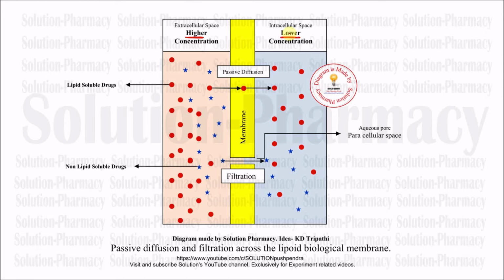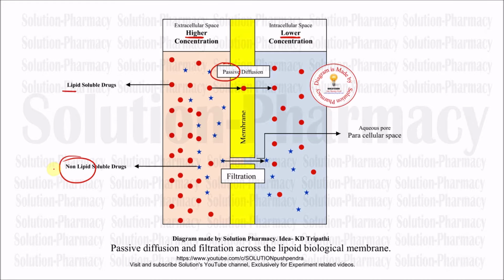And a diffusion which does not require any kind of energy from an external source is simply termed passive diffusion. So in this case, I am going to explain the process of passive diffusion, which does not require any kind of energy. But passive diffusion is not as easy as it looks. There are two subtypes of the diffusion process under passive diffusion: the first one is for lipid soluble drugs and the other one is for non-lipid soluble, or we can say water soluble drugs.